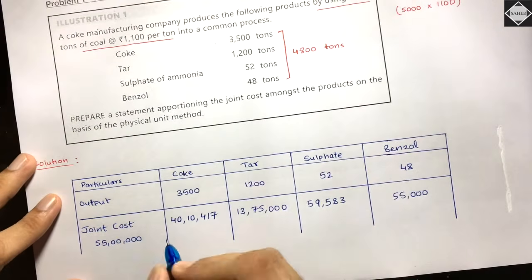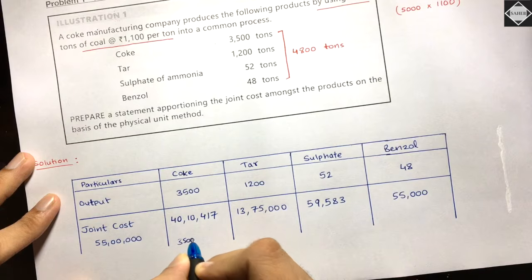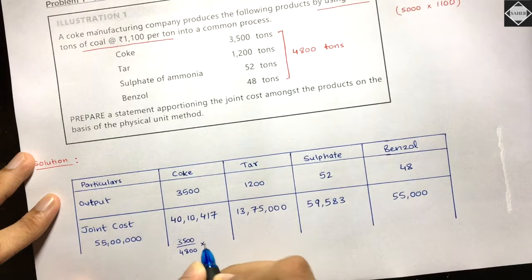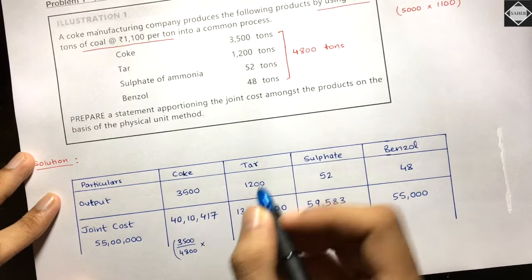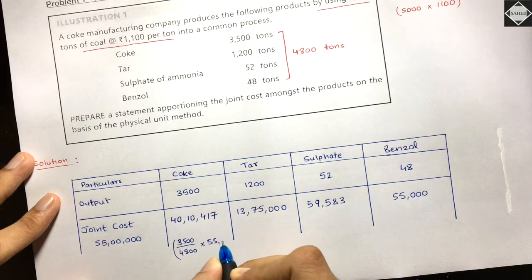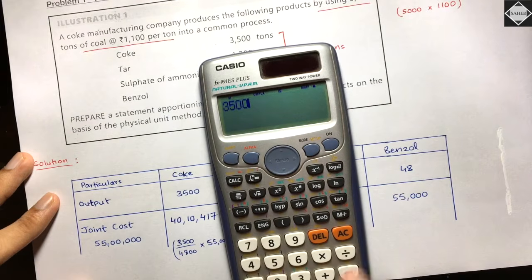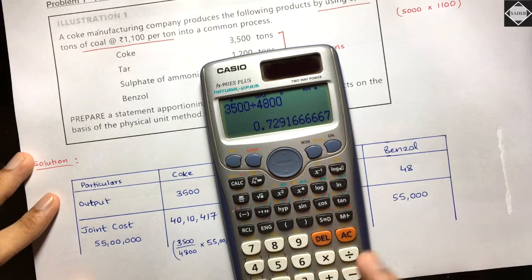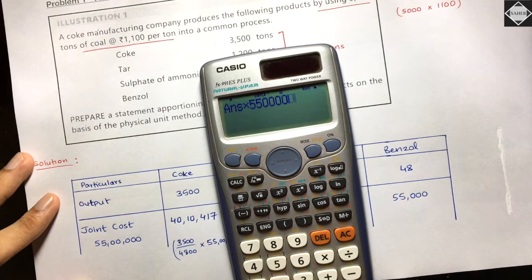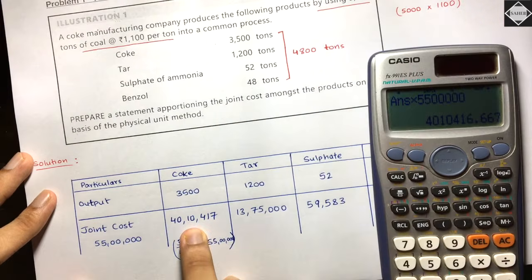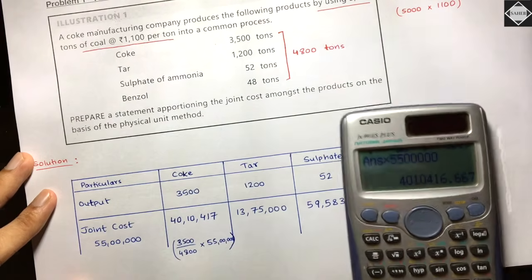How will you apportion? Simply see here, 3500 divided by 4800 into 55 lakh. This is what you will do. Let's see, 3500 divided by 4800 into 55 lakh, that is equal to 4010416.667. I have just rounded it off, so 40 lakh 10,417. Is that clear? So this is the way you have to do it.